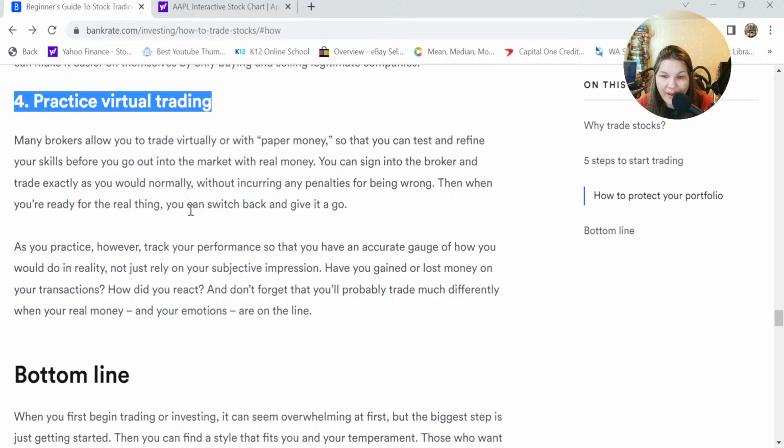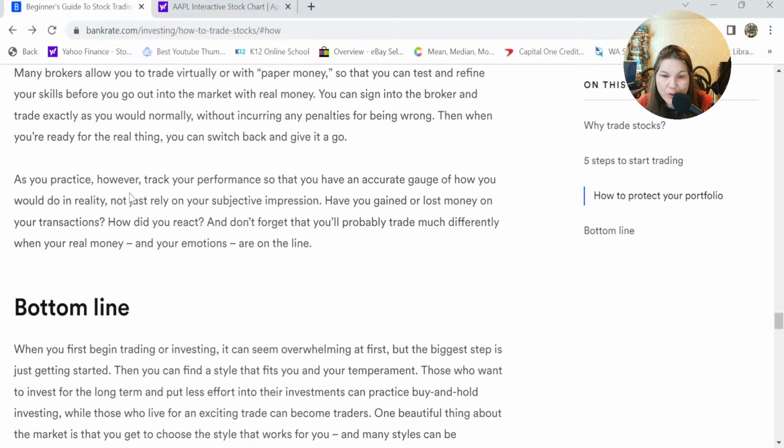Then, when you're ready for the real thing, you could switch back and give it a go. As you practice, however, track your performance so that you have an accurate gauge of how you would do in reality, not just rely on your subjective impression. This is learning, guys. We're talking about math.